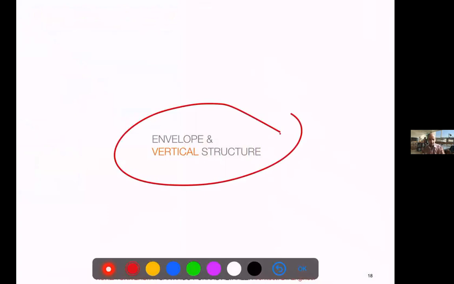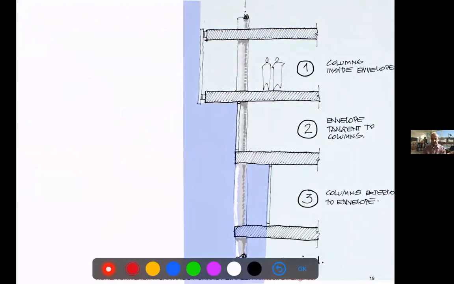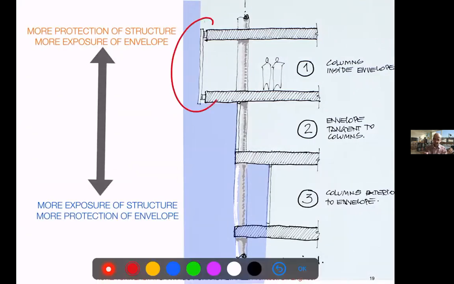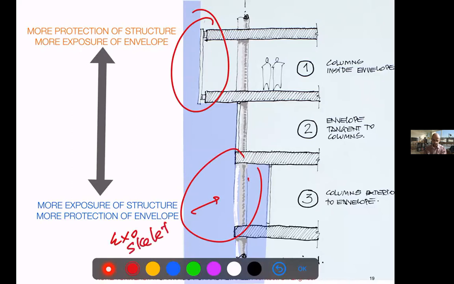So remember, we saw some possibilities on how envelope and vertical structure, that means columns mostly, relate. We had three basic possibilities, depending on the envelope wrapping the structure or the structure getting on the outside, which is what we call an exoskeleton. We have more protection on the envelope or more protection on the structure, and it is more difficult to make the skeleton or envelope, and easier, more protected to make the envelope. And this is quite practical, but has other issues.